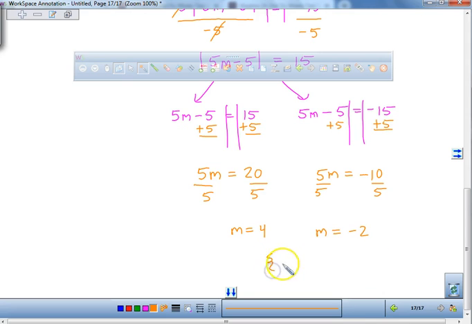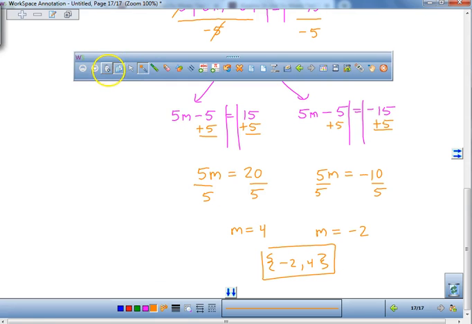Now, if I wanted to write this, I'd put -2, 4, because I like to put things from least to greatest. Okay, but the two solutions would be a -2 and a +4. We got that done like it was no thing. Got it. That was a good one.